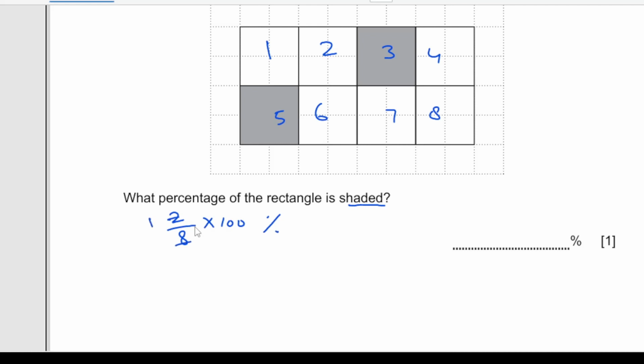2 times 1 and 2 times 4, this is cancelled. So we have 100 divided by 4, which is 25. So final answer is 25.